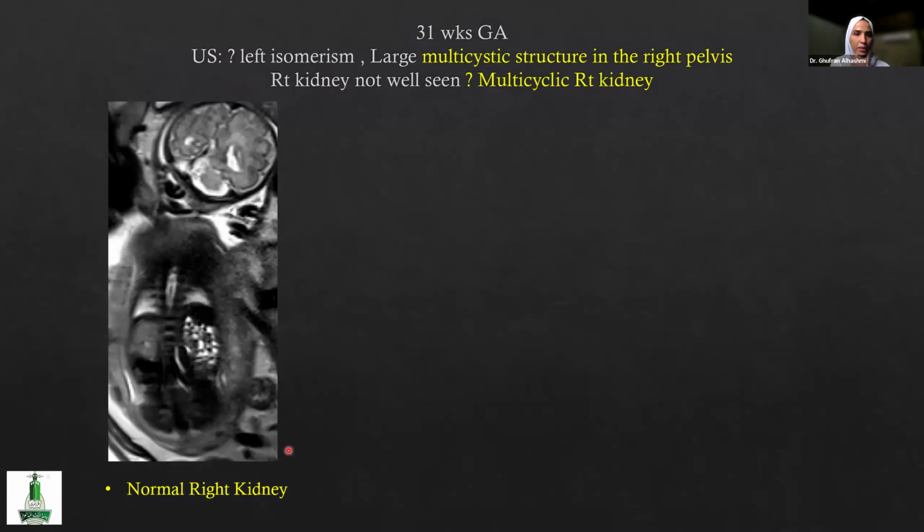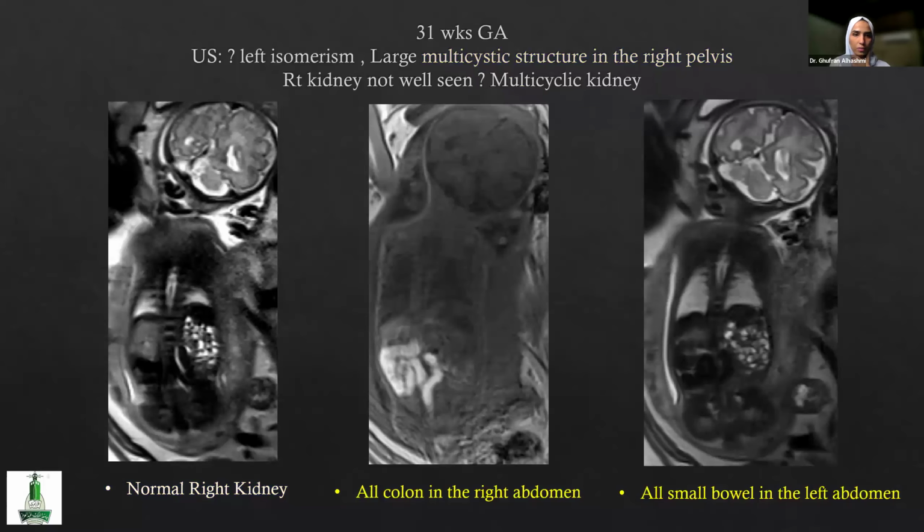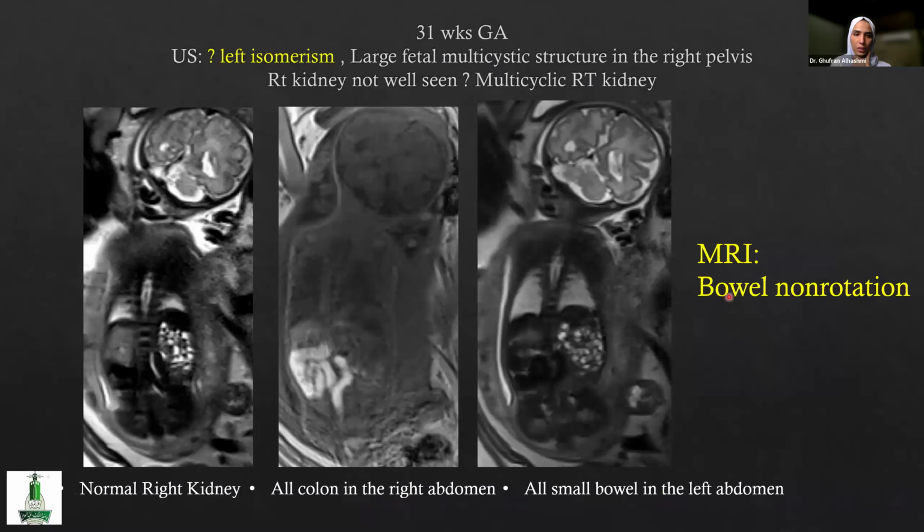So in this coronal MRI of the baby's abdomen, we see here a normal right kidney. So this patient does not have multicystic right kidney as they were thinking on ultrasound. The T1 coronal image of the patient's body shows us that the meconium-filled colon, which has T1 hyperintensity to it, is all in the right side of the abdomen. And we also see that all the small bowel is in the left abdomen. So MRI made the diagnosis of bowel non-rotation prenatally.